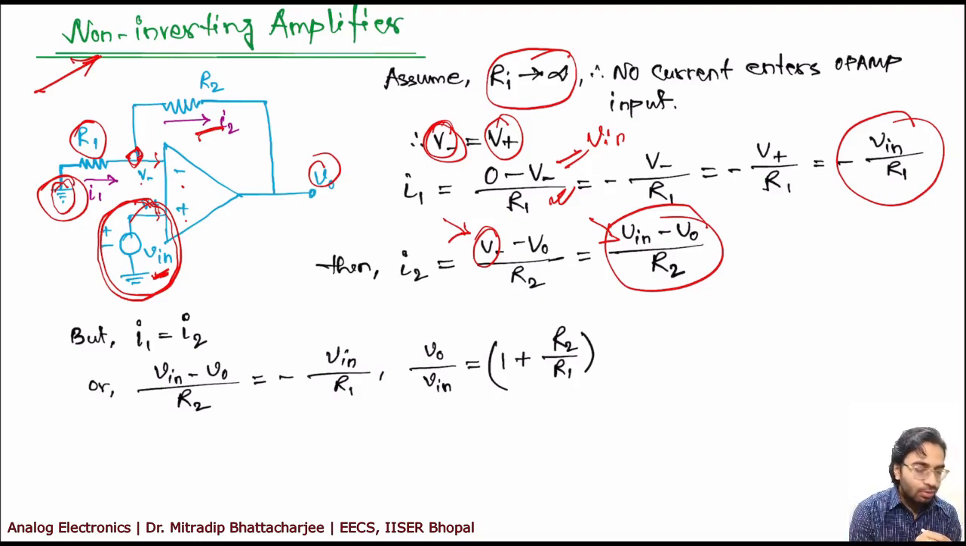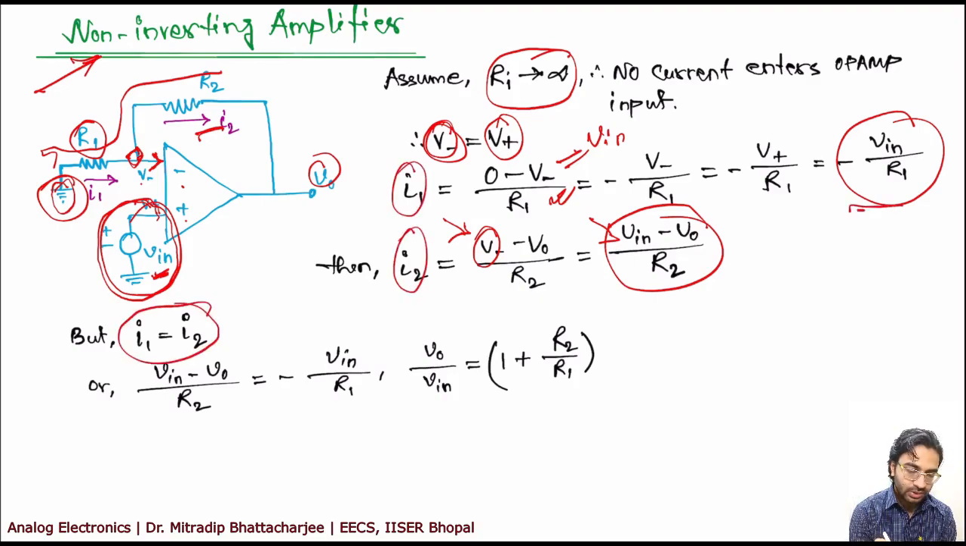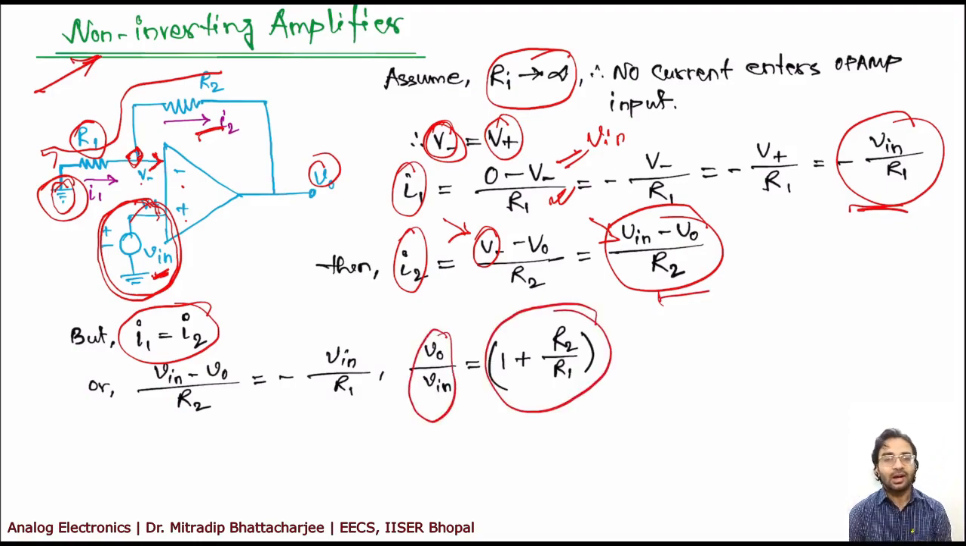But your I1 and I2 will be equal because no current is going inside. We already have said Ri is very high, almost infinite, so all the current will go through this path. So I1 equals I2. Just use these expressions, you will find V0 by Vin is 1 plus R2 by R1. So for a non-inverting amplifier, your gain is now 1 plus R2 by R1, which was minus R2 by R1 in case of the inverting amplifier. So more or less the same.